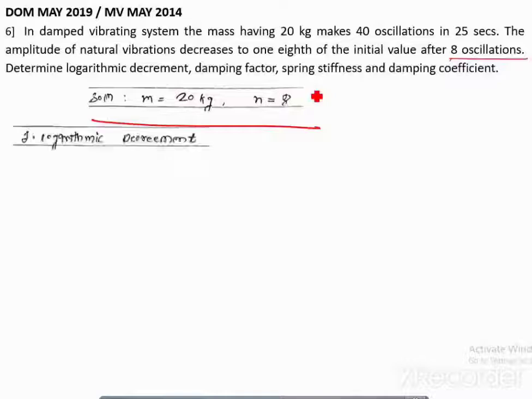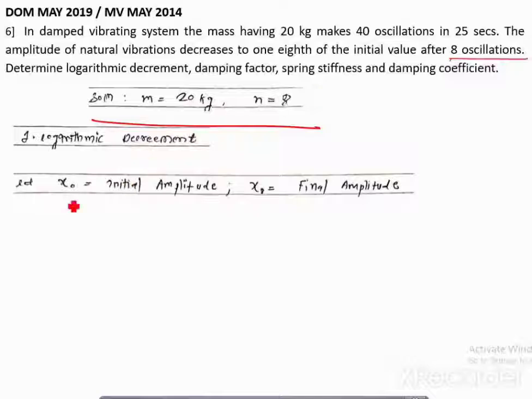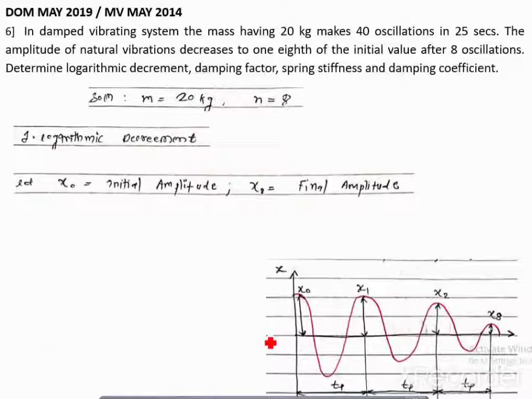Now first of all, the first step is always the logarithmic decrement. So let us say x0 is the initial amplitude and x8 is the final amplitude. This is the basic statement. Now I have drawn a diagram here to understand. You can see that x0 is the initial amplitude, x1 is the second, x2 is the third, and let us say x8 is the final. You can see that the amplitudes are decreasing in an exponential manner only. And what is the time period? The time taken to complete one cycle is nothing but the time period, TP.